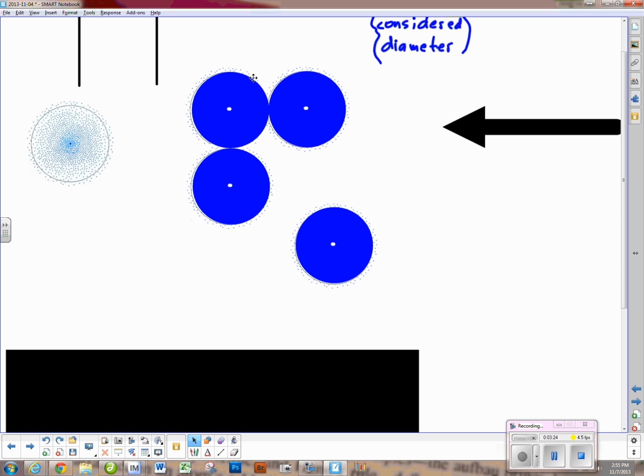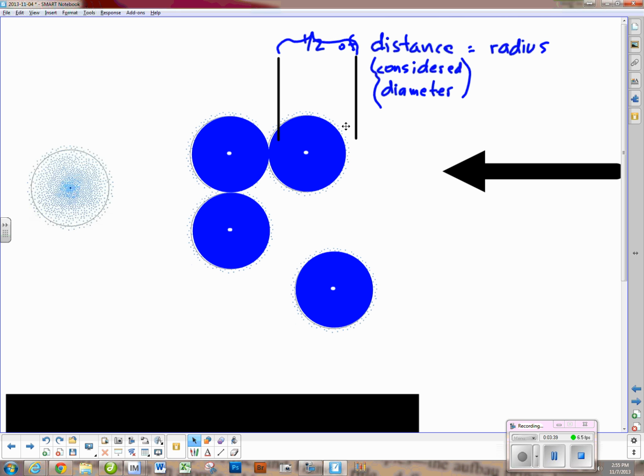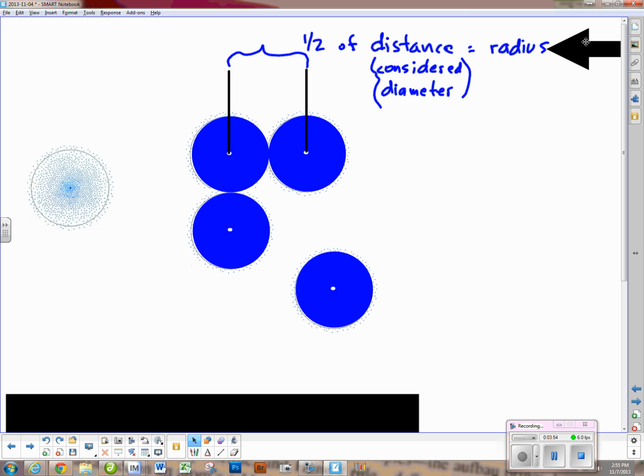That's 1 trillionth. I think it's a pico, because 9 is nano, 9, that's a billion. So a picometer would be a trillionth, 1 trillionth. We're talking about really small stuff here. So that is how we measure. We get 1/2 of this distance that you're seeing that I'm measuring with this little device, and that becomes what we call the radius. Okay, and the distance between these guys is considered the diameter.